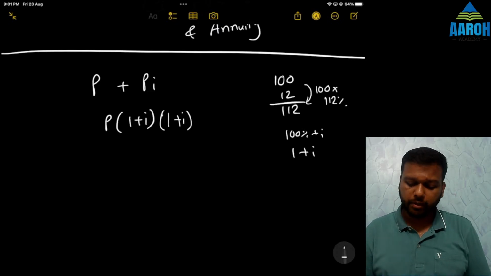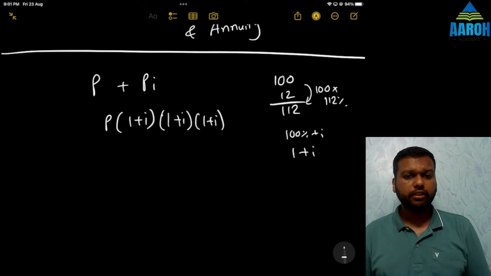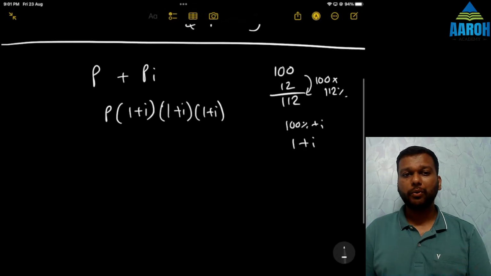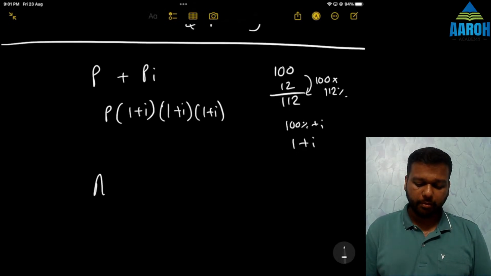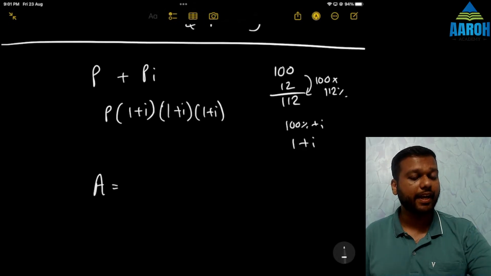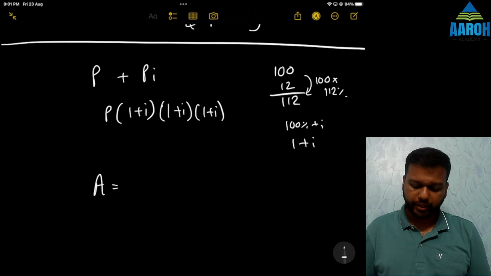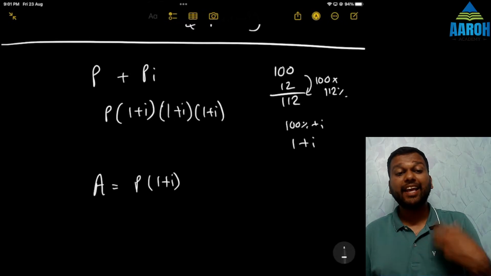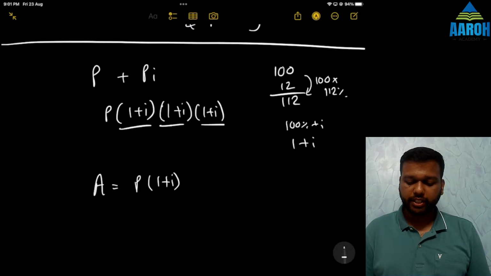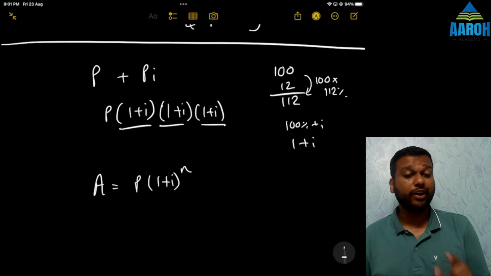For the third year, we'll multiply with 1 plus I once again. So in short, for compound interest, while calculating amount at the end, we are just doing principal into 1 plus I raised to 1 year, 2 year, 3 year, and so on up to n years or n periods, I'll say.